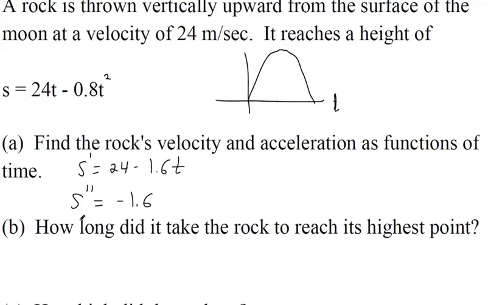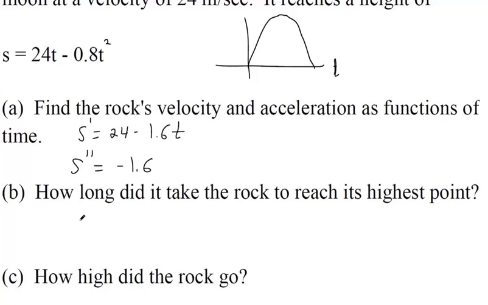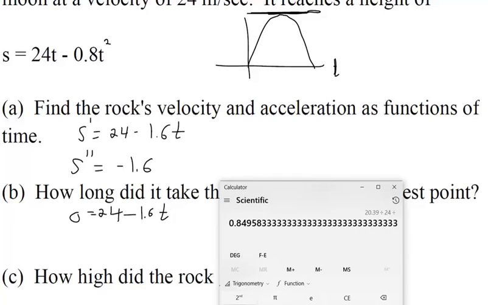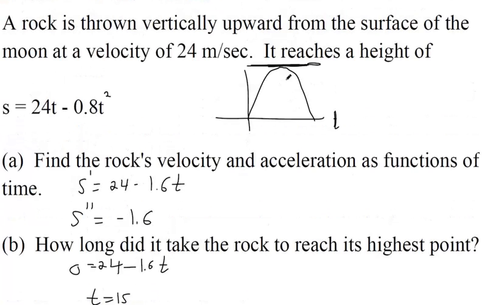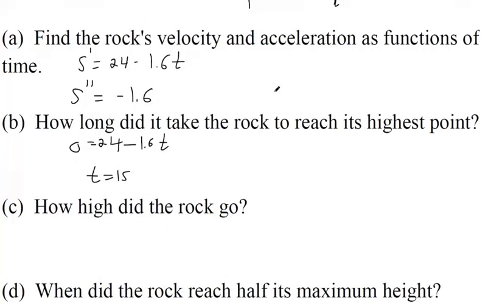Okay. How long did it take the rock to reach its highest point? The highest point would be where the slope is 0, right? Where it levels off. So you want to plug in 0 for the derivative and solve. If you solve that equation for t, you should get t equals 15. That's the highest point because that's the only place in that graph where the slope is going to hit 0. So take the derivative, set it equal to 0, and that's how you find all potential maxes and mins other than the endpoints.